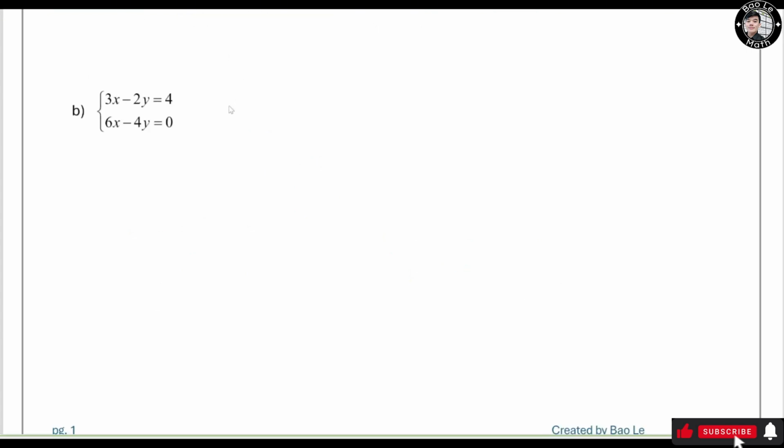Now let's move on to question B. We need to find determinant D, right? It's going to be A1, A2, B1, B2. 3 times negative 4 is negative 12, subtract 6 times negative 2, which is negative 12. It's going to be 0, right? So the system either has no solution or infinitely many solutions, right?